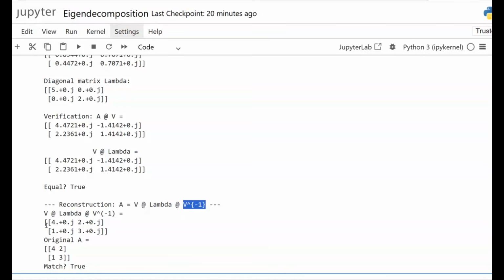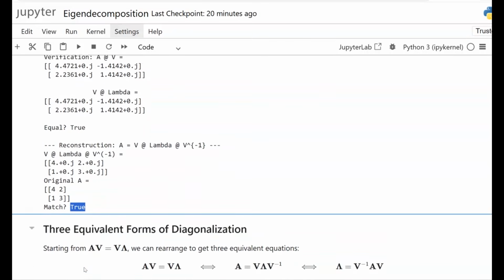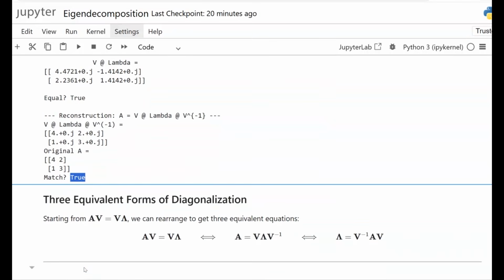So here too we just get the same exact matching. So this is the result, and we just have our original A. So both are equal.